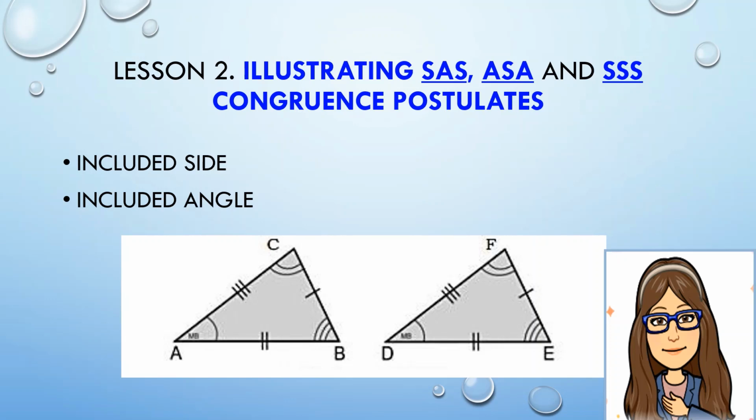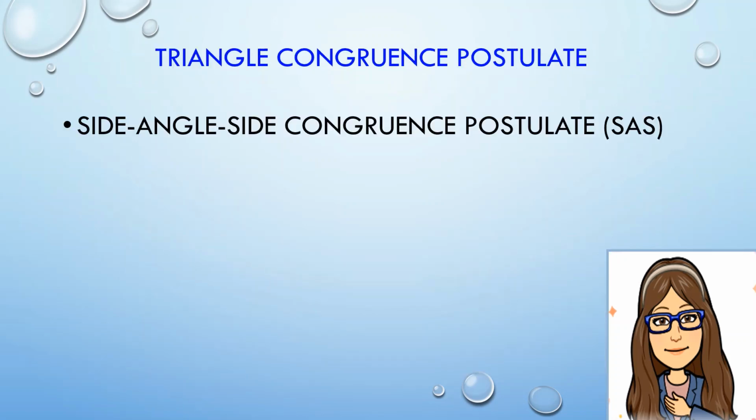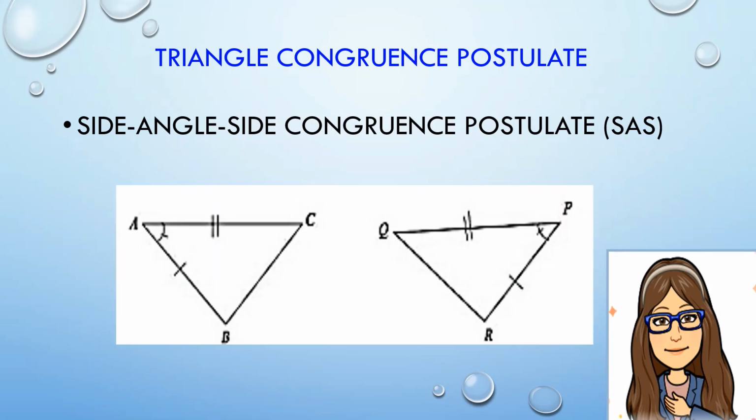SSS congruence postulates. Triangle congruence postulates. 1. Side-angle-side congruence postulate, or SAS. It states that two triangles are congruent if two sides and one included angle in a given triangle are congruent to the corresponding two sides and one included angle in another triangle. Let's look at this figure. We have triangle ABC and triangle PRQ.